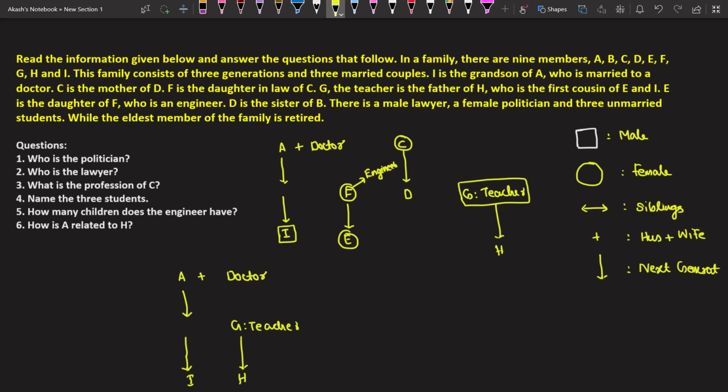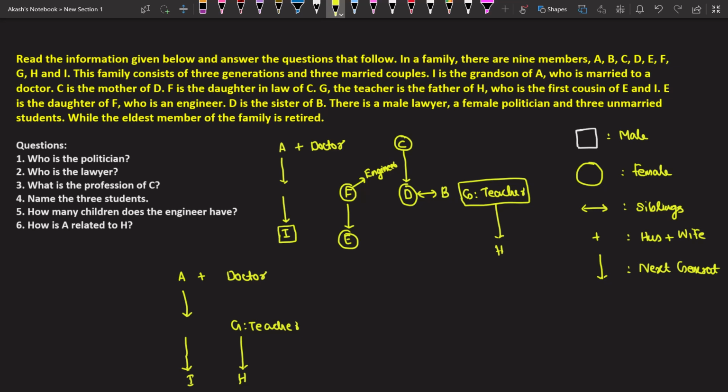Next, D is the sister of B. So we can write that D is the sister of B. B's sister is D. So we got this much information.